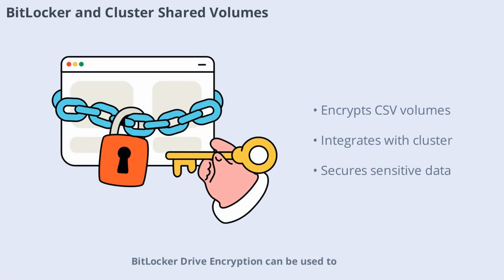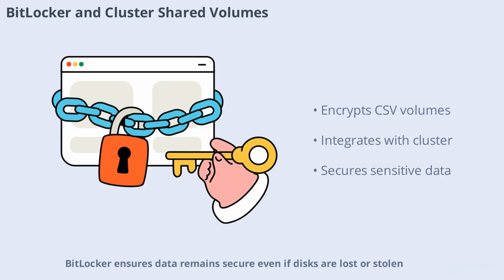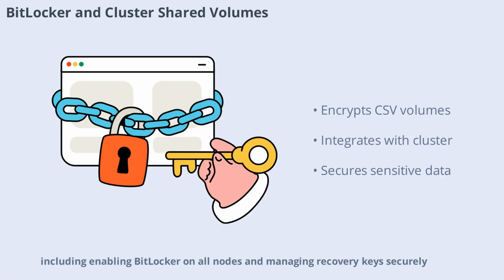BitLocker Drive Encryption can be used to protect data on cluster shared volumes (CSV). BitLocker integrates with failover clustering, allowing volumes to be encrypted and unlocked automatically by the cluster. Protectors can be based on Active Directory accounts or stored in the cluster database. BitLocker ensures data remains secure, even if disks are lost or stolen. Proper configuration is essential, including enabling BitLocker on all nodes and managing recovery keys securely. This adds an extra layer of protection for sensitive data in your cluster.